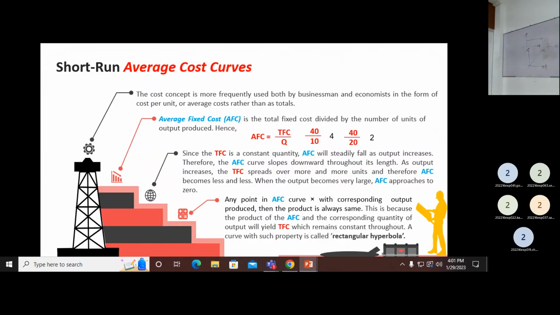Right. So now we are going to look at short run average cost. Average cost curves. Now, why is this average cost important? Any idea? We have total cost, that is the sum of fixed cost and our variable cost. Why are we calculating average cost? Is there any reason for us to calculate it? Average figures? Yes. Average figures.